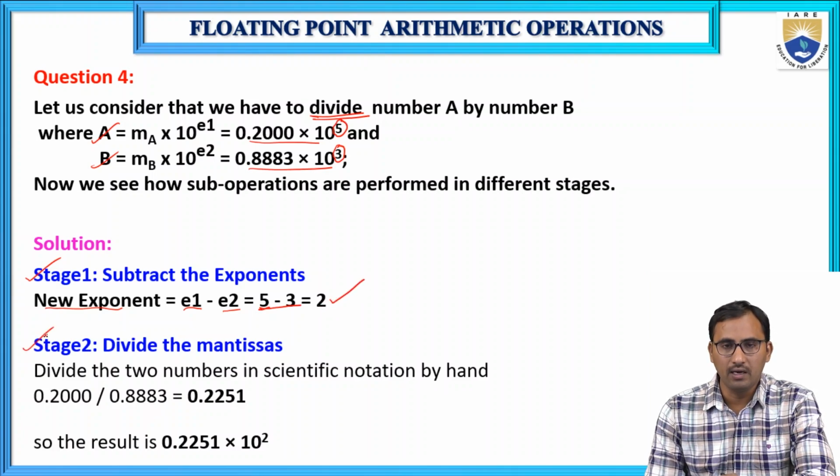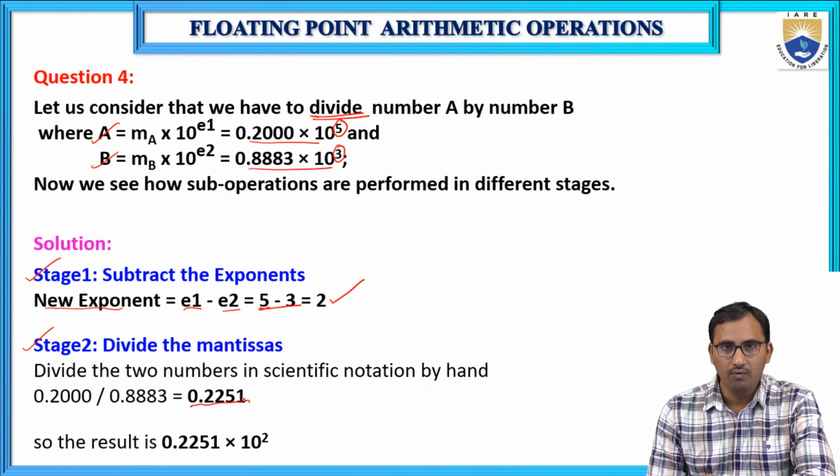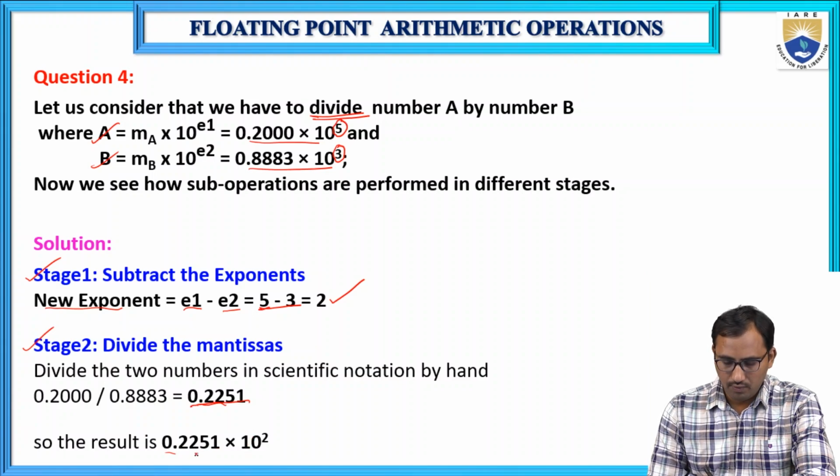Then we perform the division on the mantissas. If we divide the two numbers in scientific notation by hand, 0.2000 by 0.8883, it results in 0.2251. This is the resultant mantissa. So the result will be 0.2251 into 10 to the power of 2, because the resultant new exponent is equal to 2.